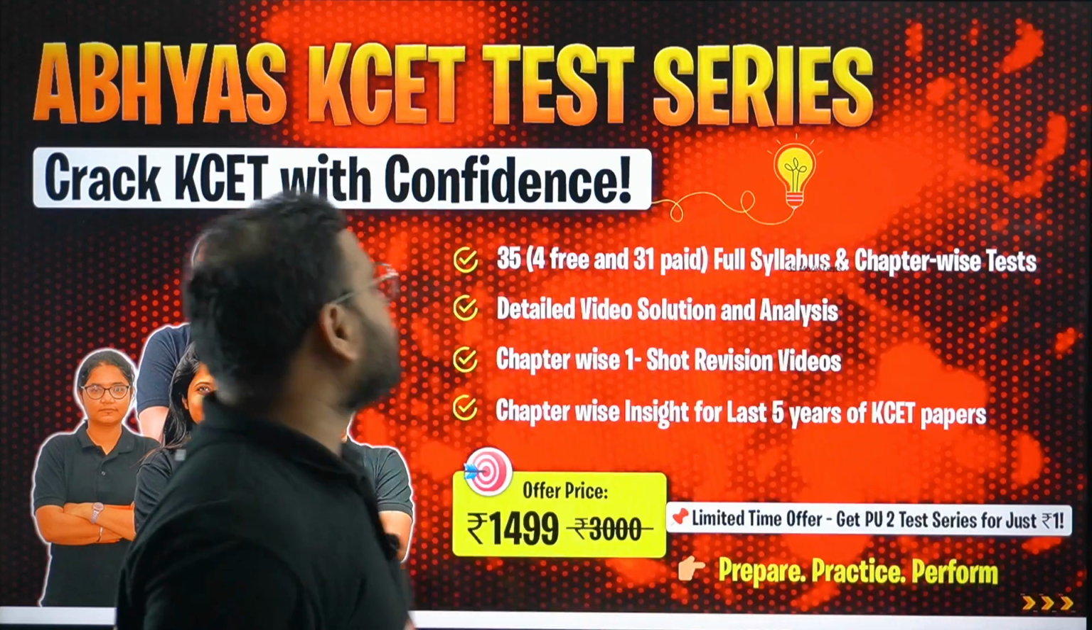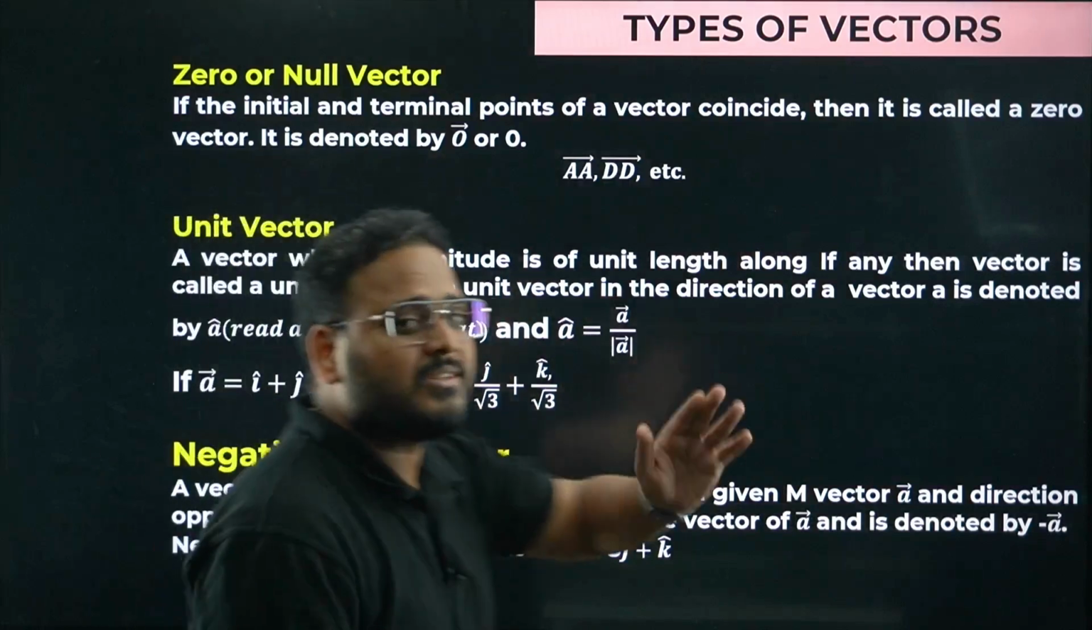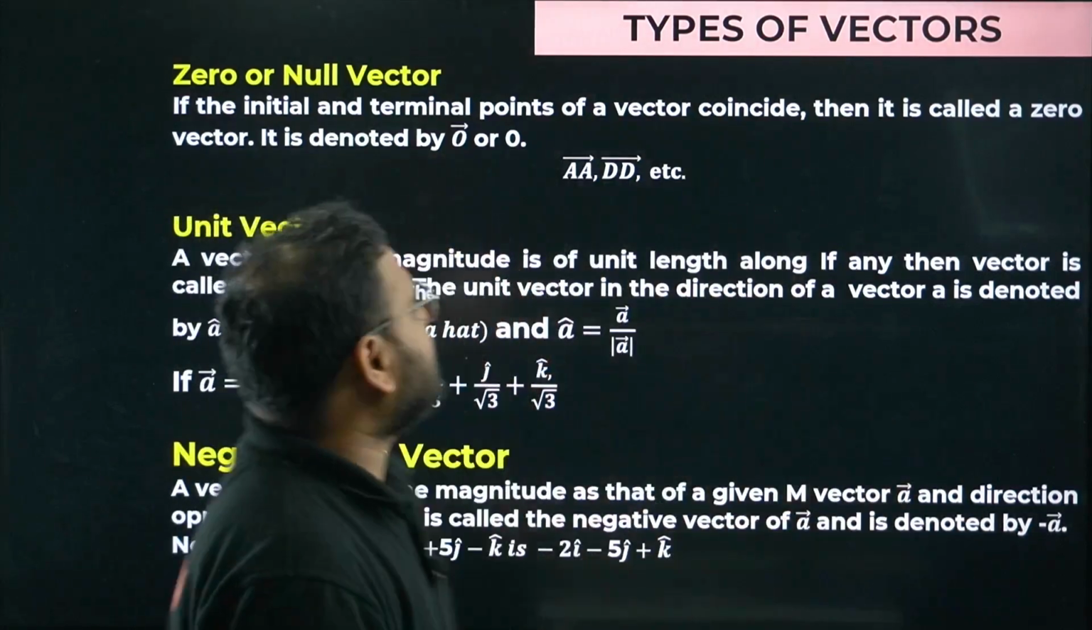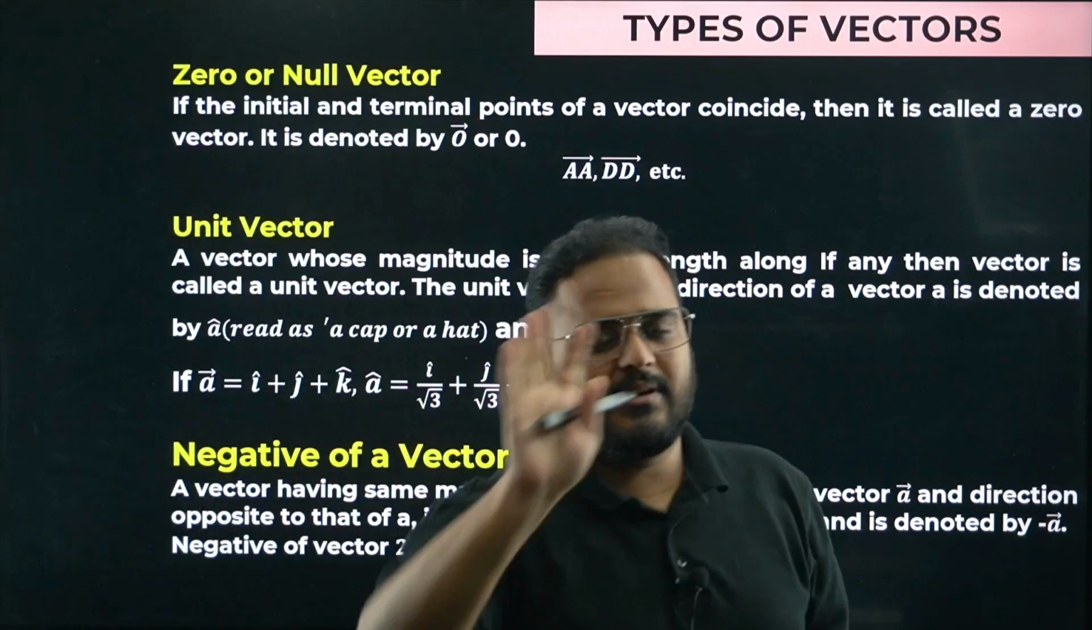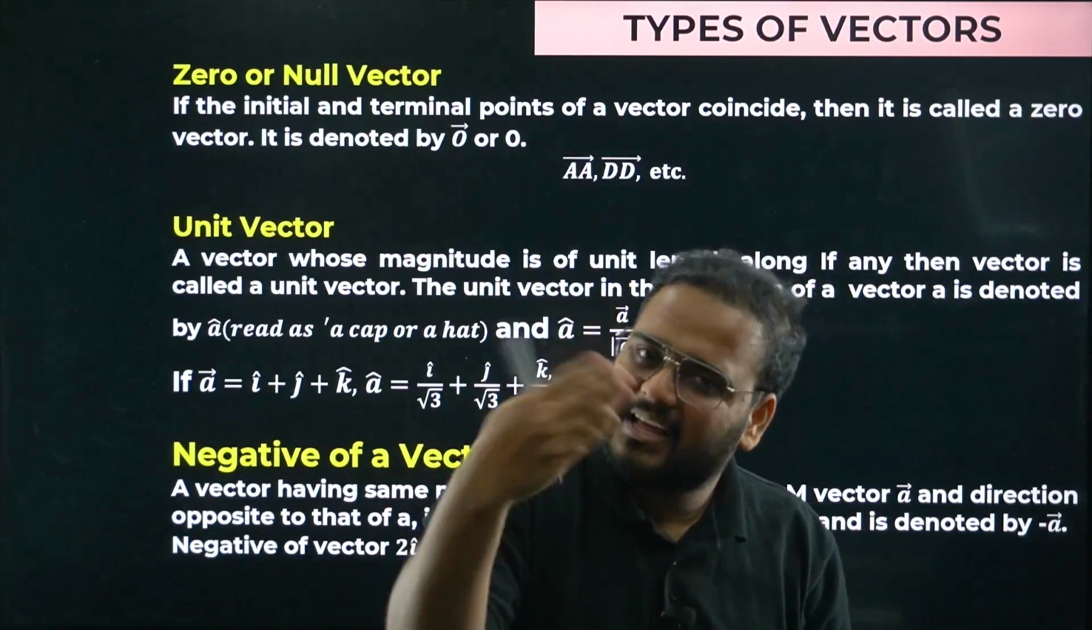Okay, so let's move on now. Let's get back to our session. Very important, one shot for vectors. Now some definitions I've taken, which will not take a lot of your time. Simple definitions are there, so we'll just quickly go through them and then move on.